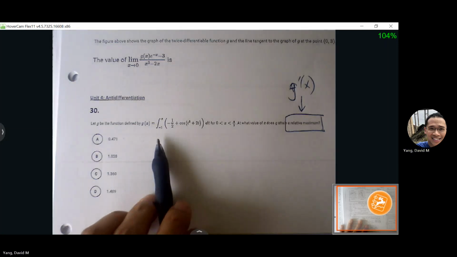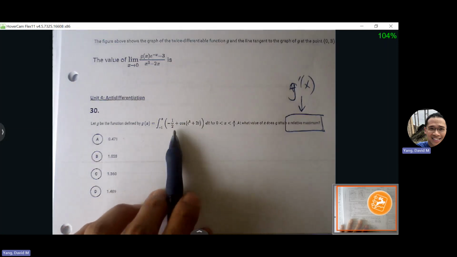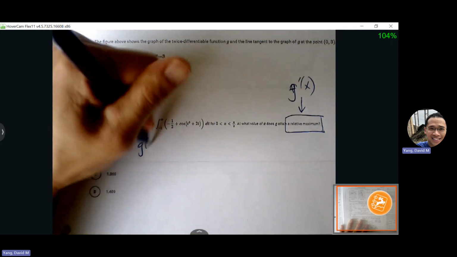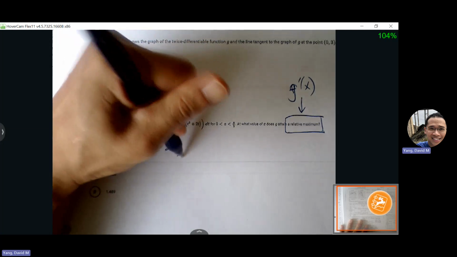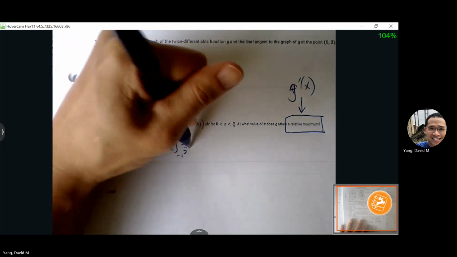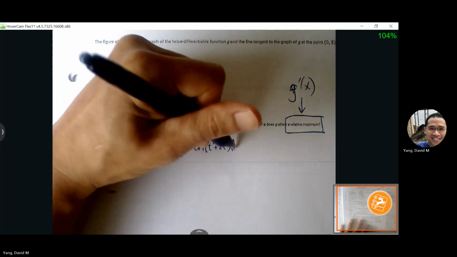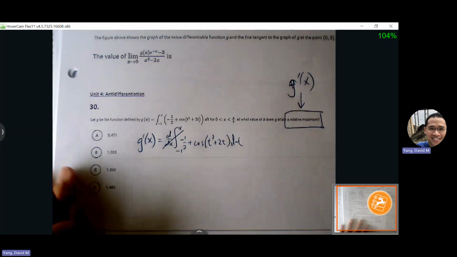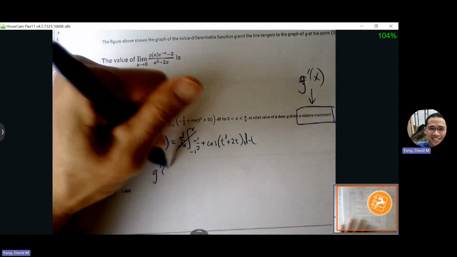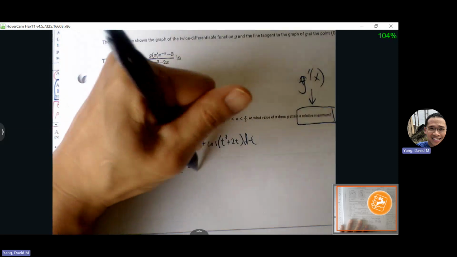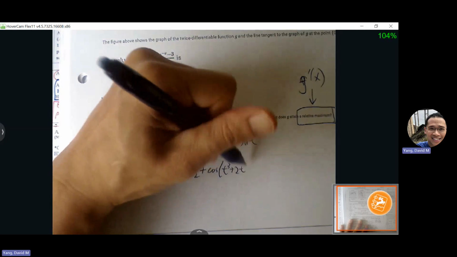G prime, if my function is an integral, then the derivative of this will wipe out the integral. I'm just left with this expression, right? So let me build out g prime using the second theorem. G prime is the derivative of this mess. The derivative and integral will cancel out. So then I have g prime is equal to -1/2 plus cosine of t cubed plus 2t.